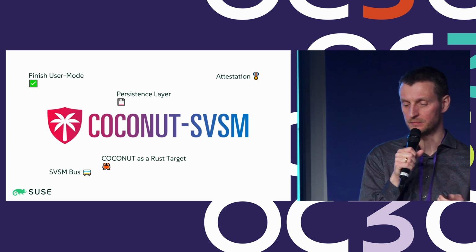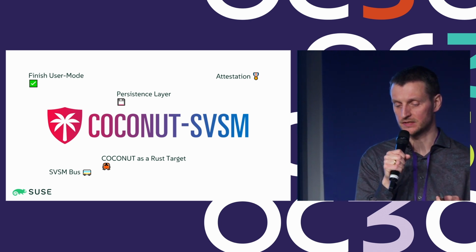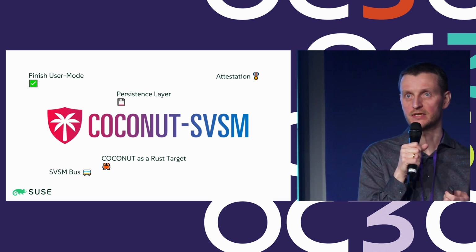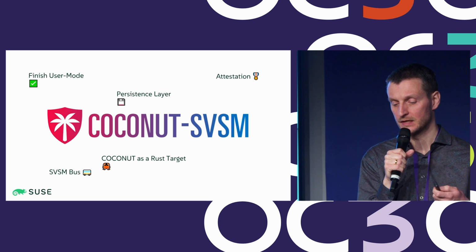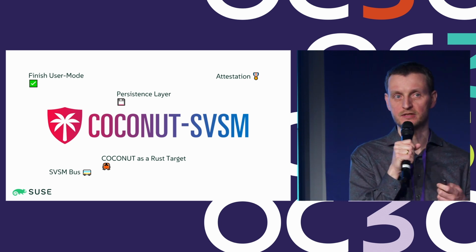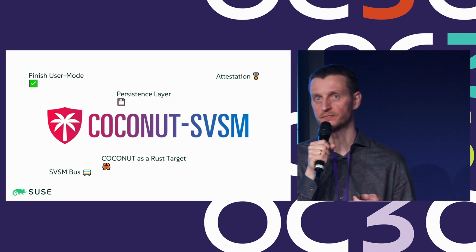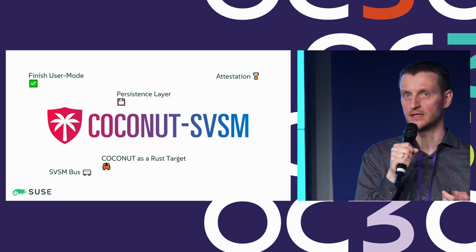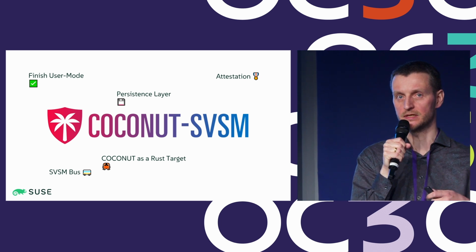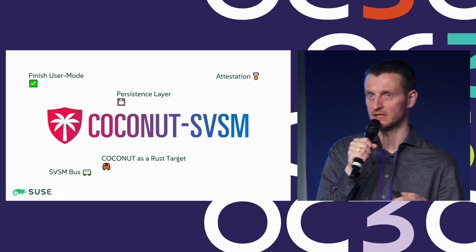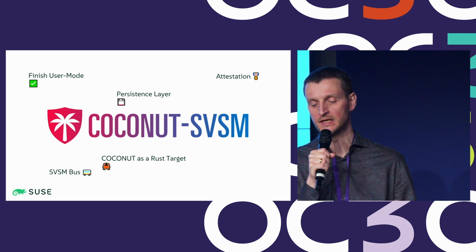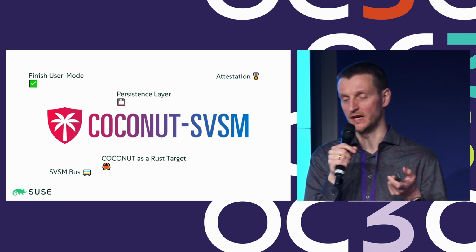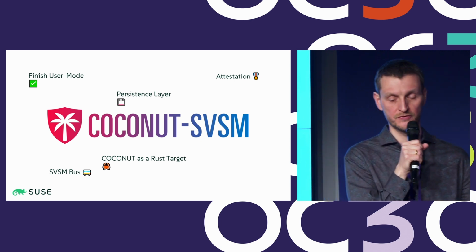Another thing which I'm pretty excited about is establishing Coconut as a Rust target, so that you can basically get support for the Rust standard library to write secure CVM services, which will open the possibility to basically include any crate from crates.io that requires a standard library. With the Rust target support, you can use all of them or any of them to basically write your services.